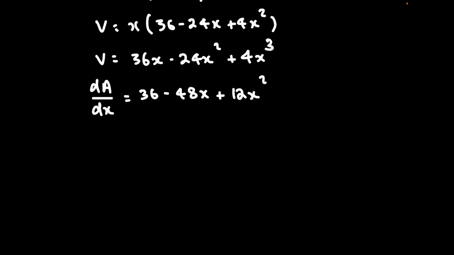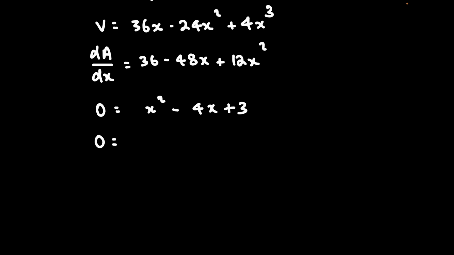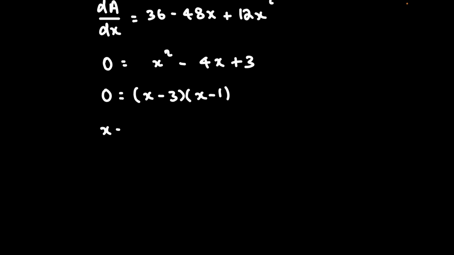Okay, so let this equal 0. So we get 0 equals 12x squared minus 48x plus 36. And what we can do is divide everything by 12. So we get x squared minus 4x plus 3. And we can solve this quadratic by simply saying (x take 3)(x take 1). So that means the two values of x which make the derivative stationary are x equals 1 and x equals 3.